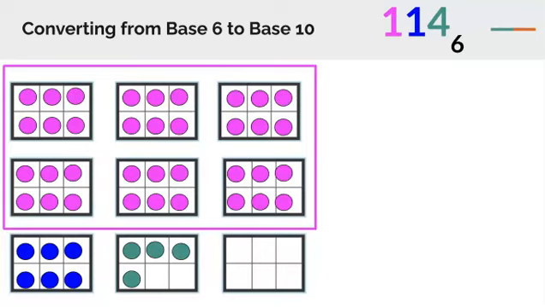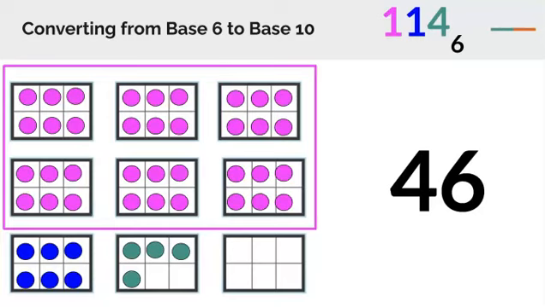To convert to base 10, I just need to count up all of the dots the way I usually would in base 10. Well, I can see a total of 7 groups of 6, which is 42, plus 4 more. That's 46 in base 10. If I don't write a subscript at the end, I assume I'm working in base 10.